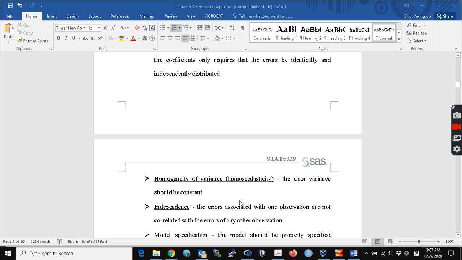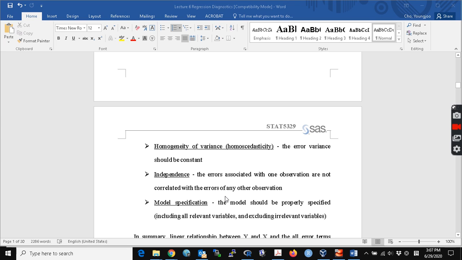And then the homogeneity of variance is that the variance of error terms is constant, which means that the error variance is the same for all epsilon i's. And independence: the errors associated with one observation are statistically independent of the errors of any other observation. So the error for one observation does not affect the error for another observation.